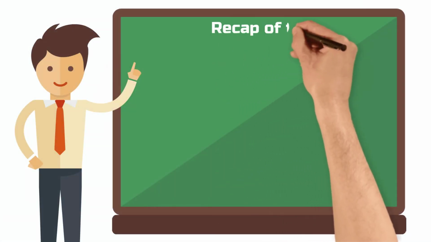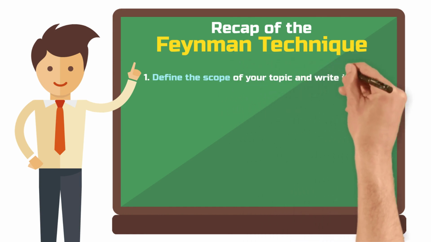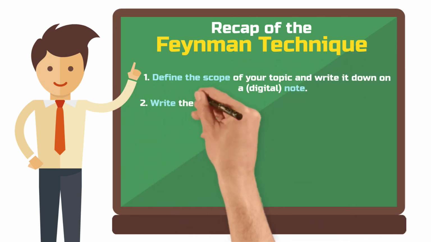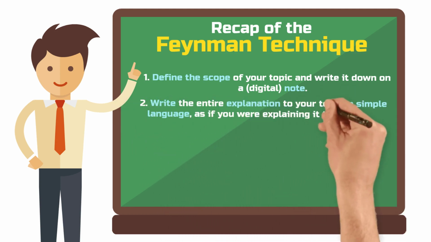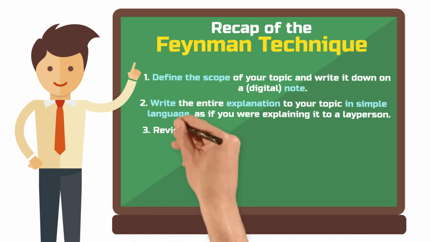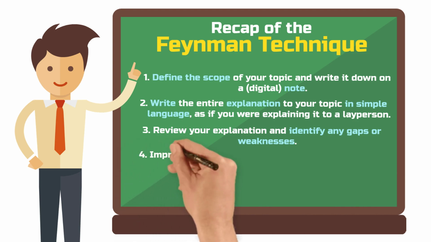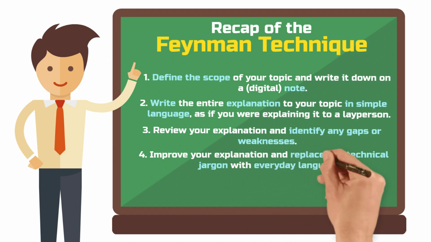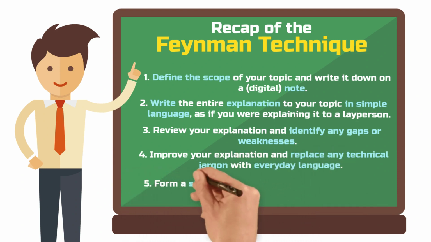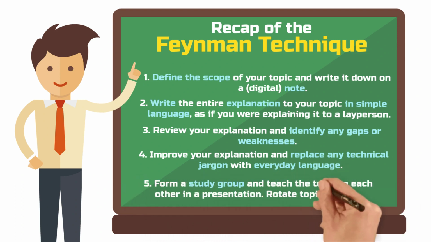To quickly recap, these are the 5 steps you need to know to implement the Feynman technique. Define the scope of your topic and write it down on a digital note. Write the entire explanation in simple language, as if you were explaining it to a layperson. Review your explanation and identify any gaps or weaknesses. Improve your explanation and replace any technical terms and jargon with everyday language. And finally, form a study group and teach the topic to each other in a presentation. Rotate topics afterwards.